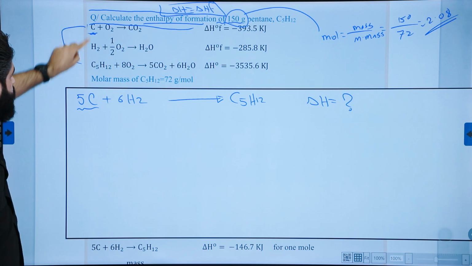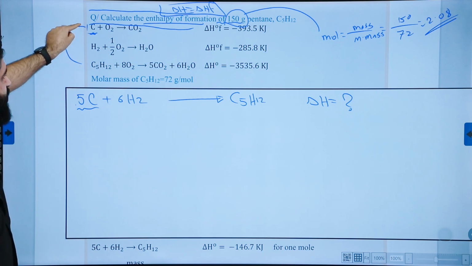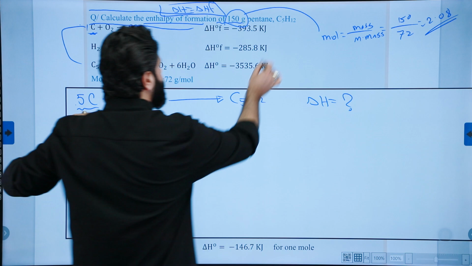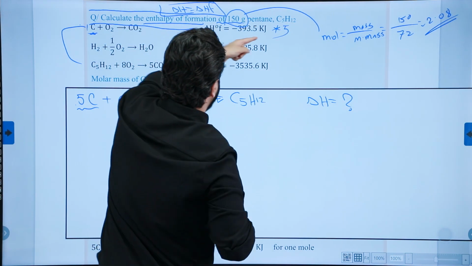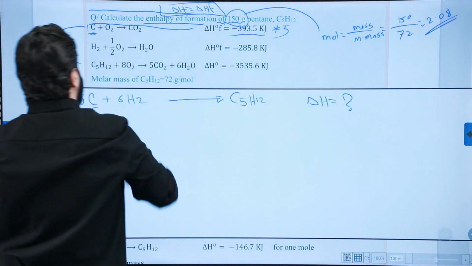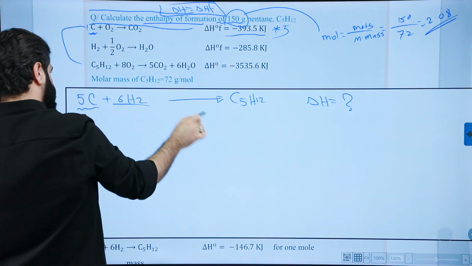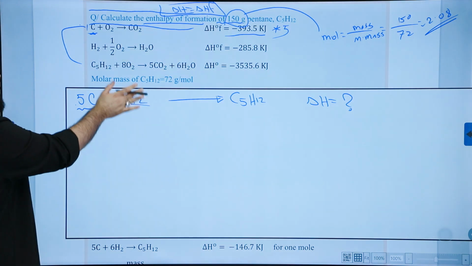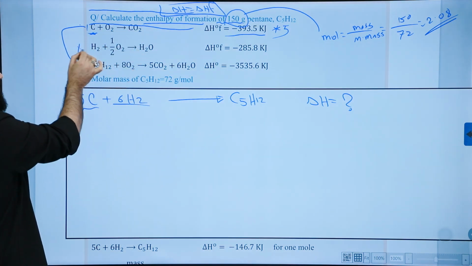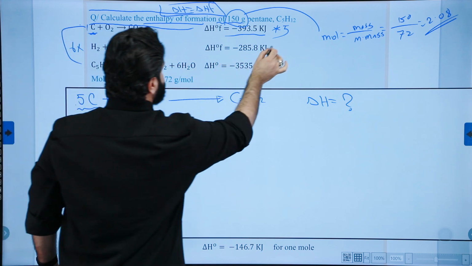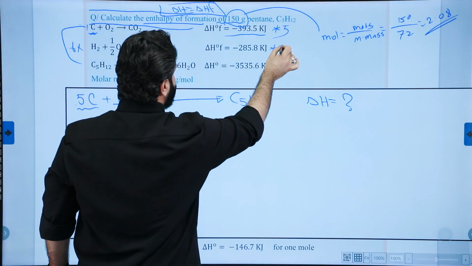So the number of moles is 5, so multiply the first one by 5. Take the first one times 5. The first delta H must be multiplied by 5. Then hydrogen, here it's at the reactant side. This is 6, this is 1, so it must be multiplied by 6. Take this number after its multiplication by 6.